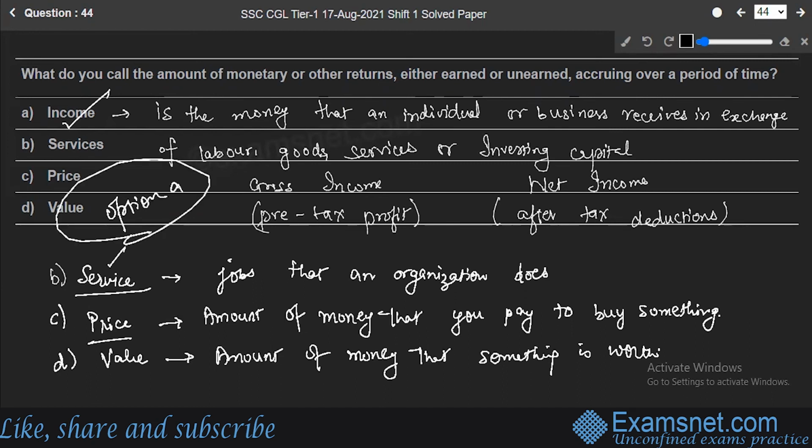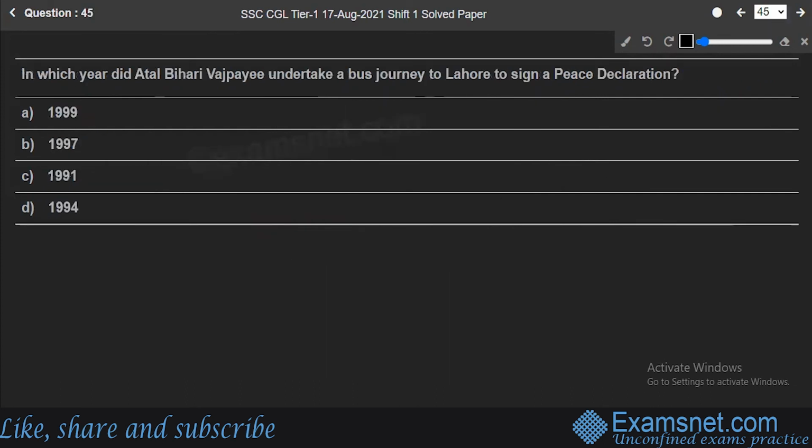Then let's move to the next question, number 45. In which year did Atal Bihari Vajpayee undertake a bus journey to Lahore to sign a peace declaration? 1999, 1997, 1991, or 1994? Former PM late Atal Bihari Vajpayee undertook a bus journey to Lahore to sign a peace declaration in 1999. To be more precise, 1999, February 21.